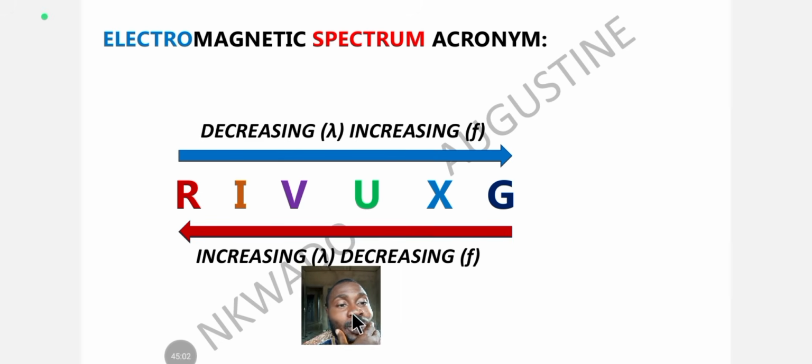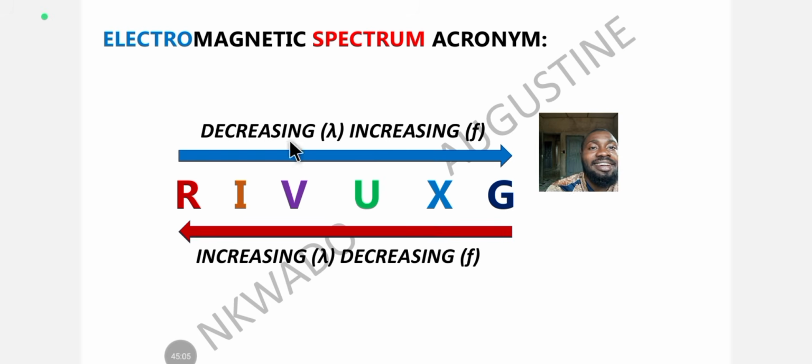This is the acronym to remember the electromagnetic spectrum. All right, the acronym is REVOXC. REVOXC. So gamma is the last. The one for the rainbow light, the dispersion of light, is Roy Beef. The one for the electromagnetic spectrum is REVOXC.